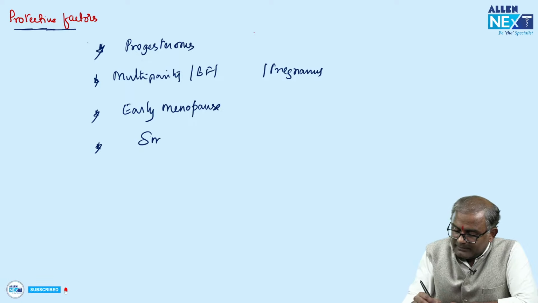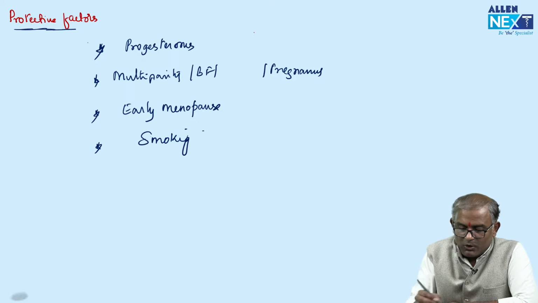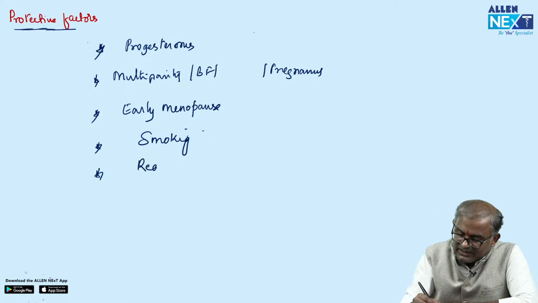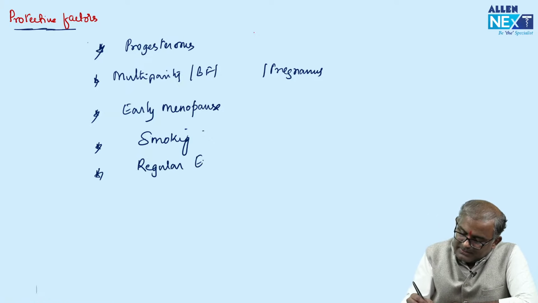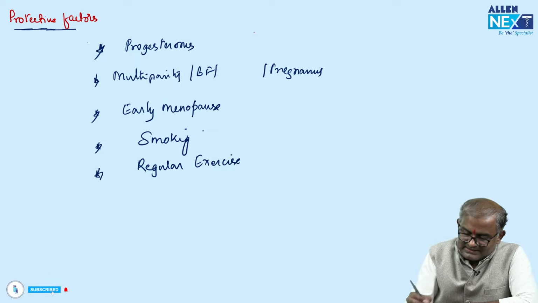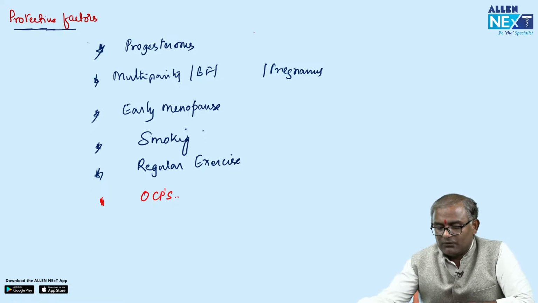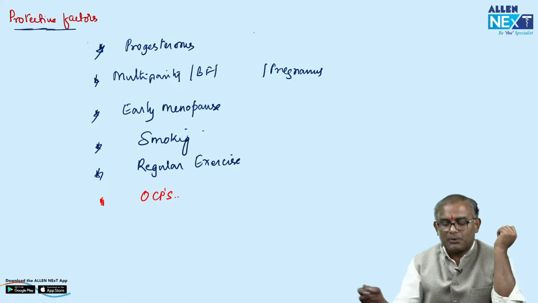Then smoking, regular exercise. Obesity is a risk factor. Regular exercise is a protective factor. Then OCPs is also what, doctor? Protective factor. This is a list of risk factors and protective factors.